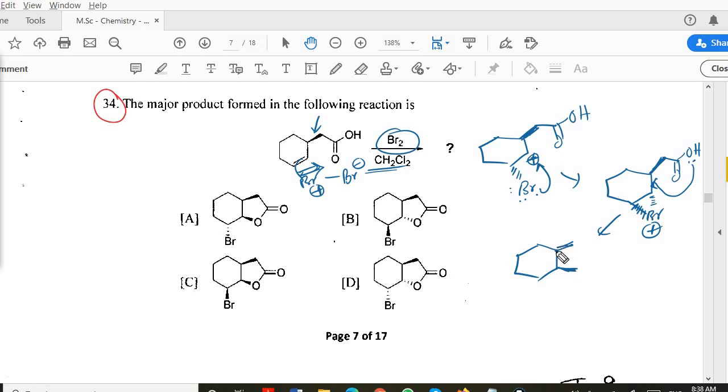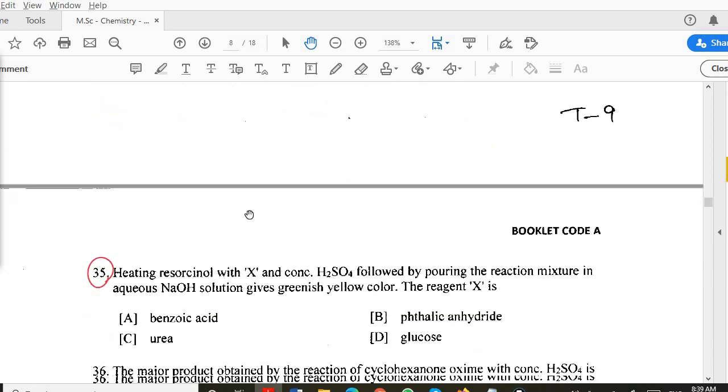As the group that is present earlier is an above-the-plane group, it will attack from above the plane and the bromine will be directed to below the plane. So this is the molecule that is going to be generated. I think which is option A. Each reagent is specific in terms of stereospecificity as well as reactivity. So you must know the reagent systems so that you can answer. Next.